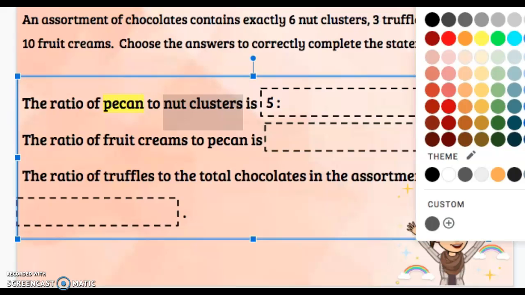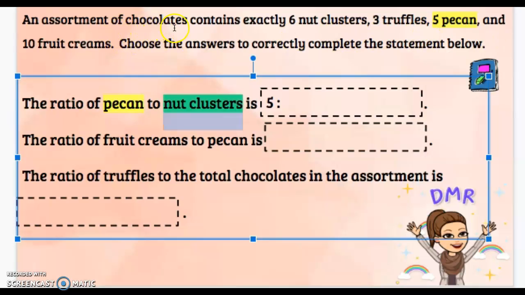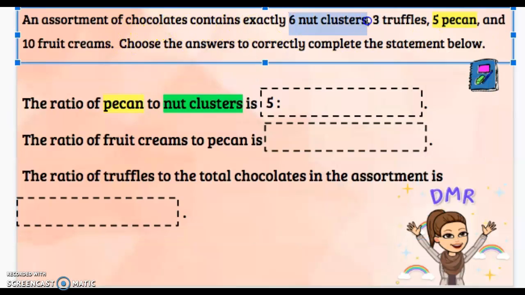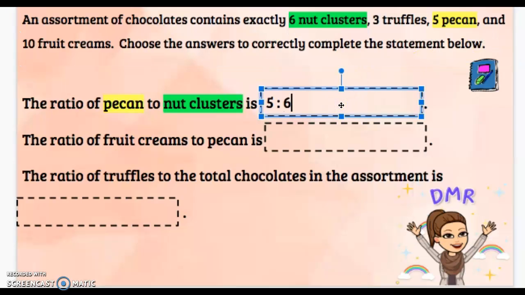Okay, so I have these clusters and I've got to look at how many of them. Here's the nut clusters, so I have to put that number. So it would be 5 to 6.